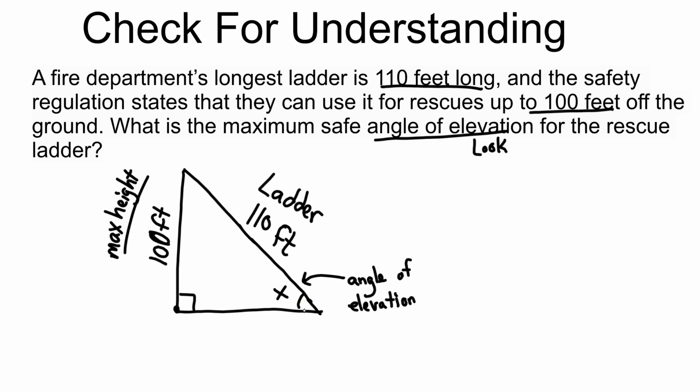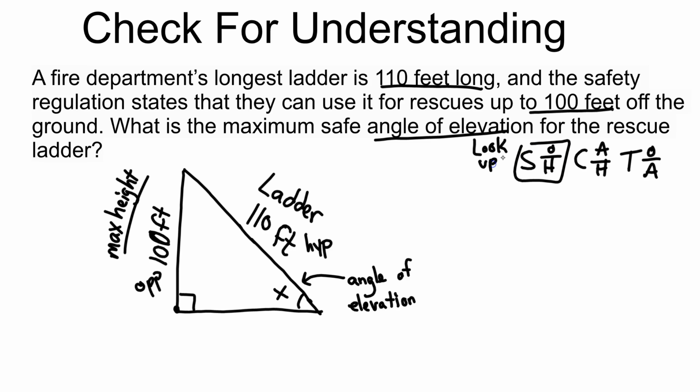Now from here, I just follow my right triangle trig steps. Identify the angle: that's my x. Identify my sides: 100 is opposite, 110 is the hypotenuse. Now pick my trig function. Sine is SOH, cosine is CAH, tangent is TOA. I've got opposite and hypotenuse, so I'm going to use sine. Now I just write my equation: the sine of x is equal to opposite over hypotenuse. From there, solve it out.